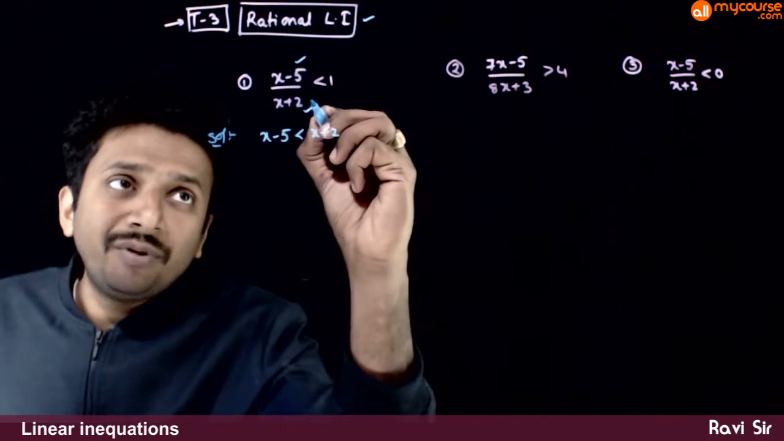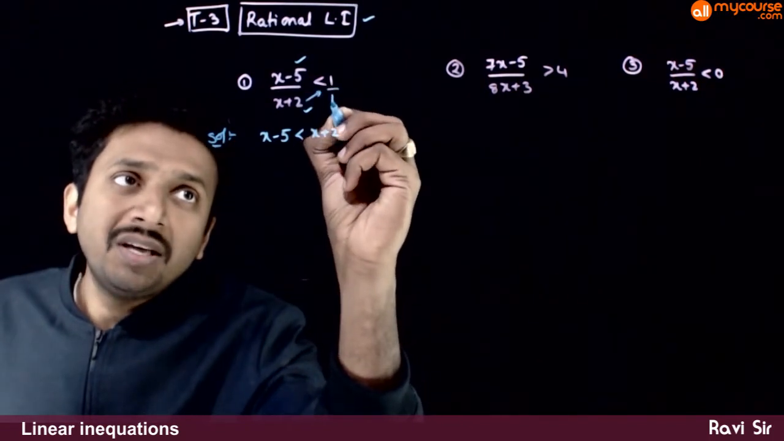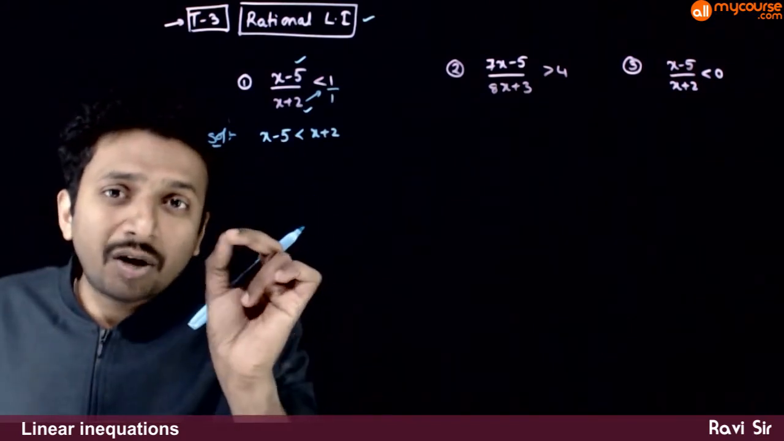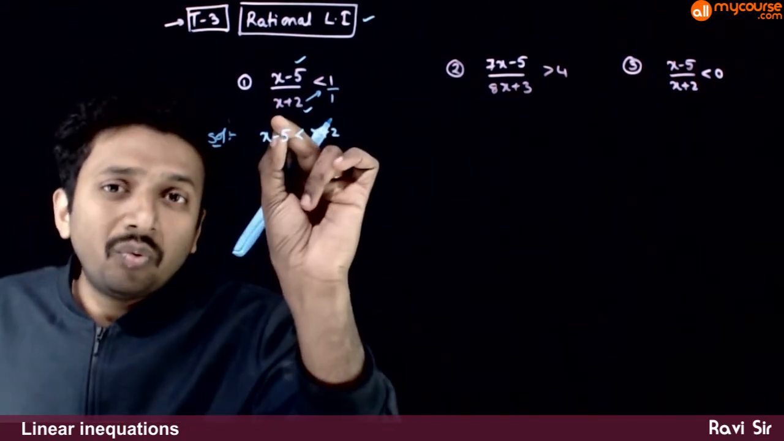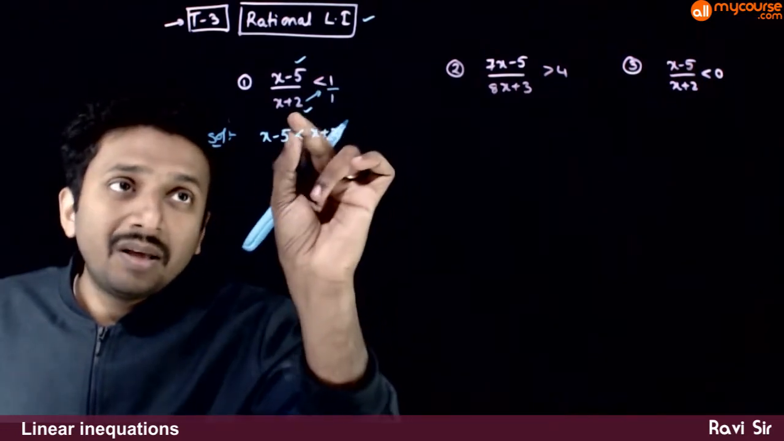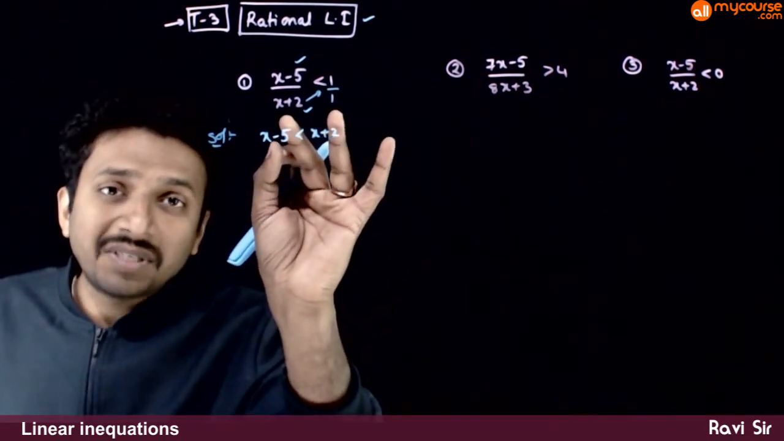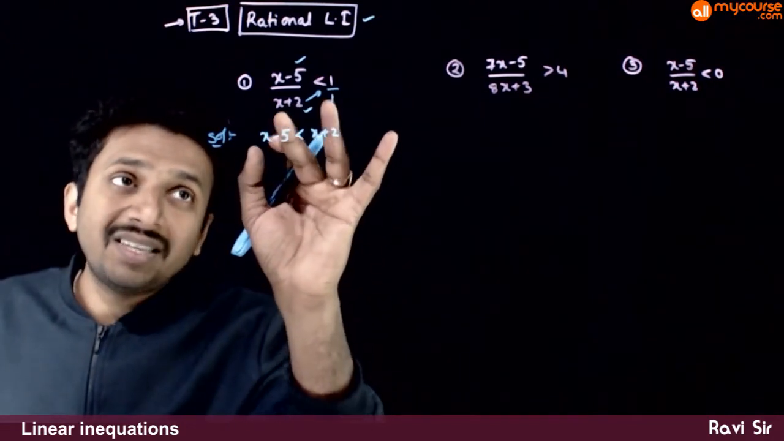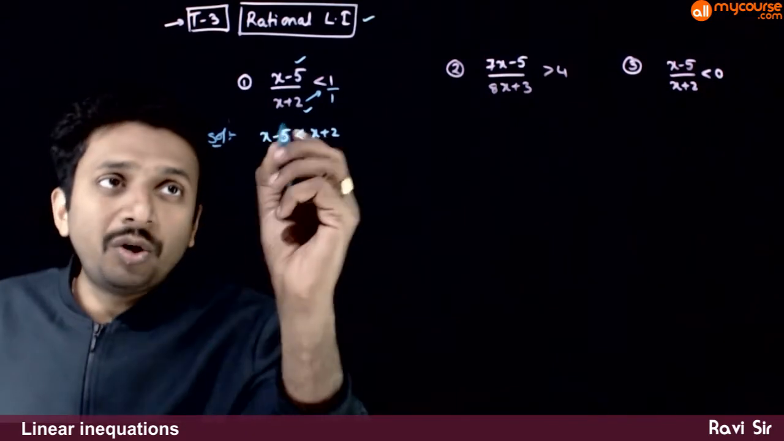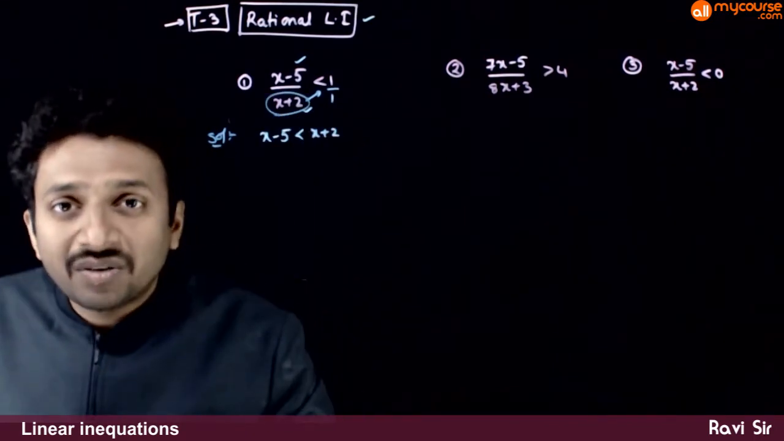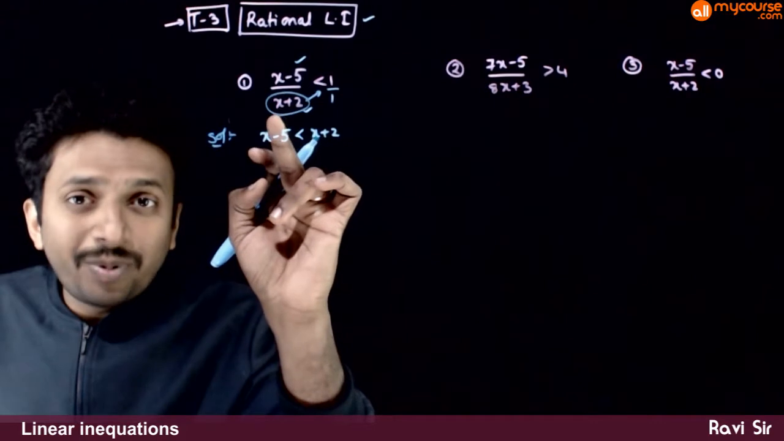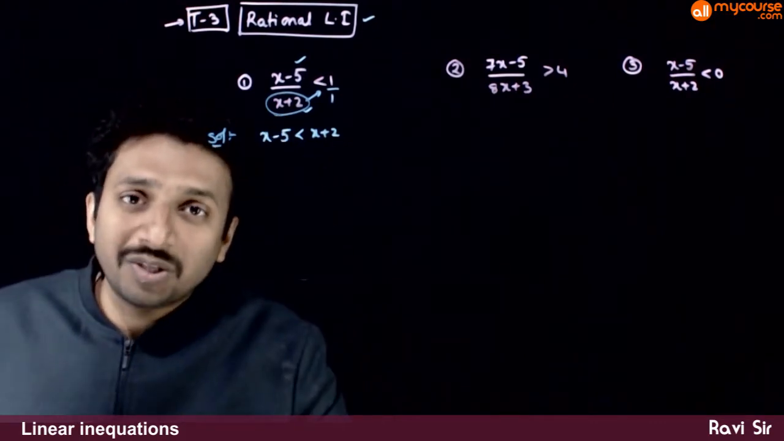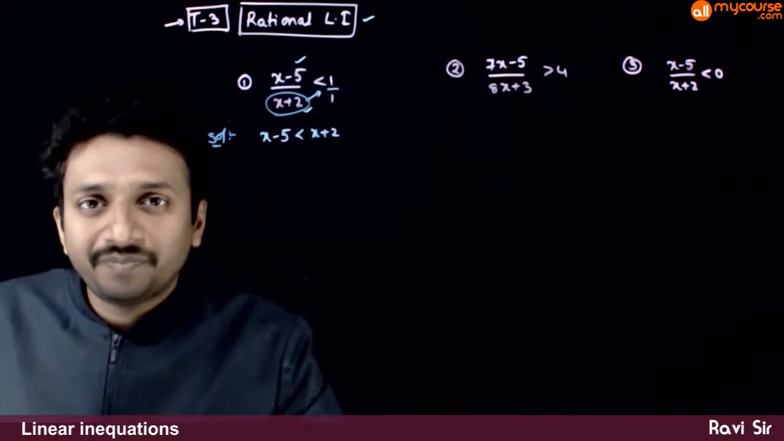Because if you cross multiply this, that means you're using the cross multiplication rule. And we have seen in the cross multiplication rule that when you do cross multiplication, if both of these have the same sign, then the inequality does not change. If both of these have opposite signs, the inequality changes. So we don't know the sign of x plus 2 because x plus 2 is a variable. Is x plus 2 positive or negative? I don't know. Till I find x, I don't know whether x plus 2 is positive or negative. So I cannot directly do this.